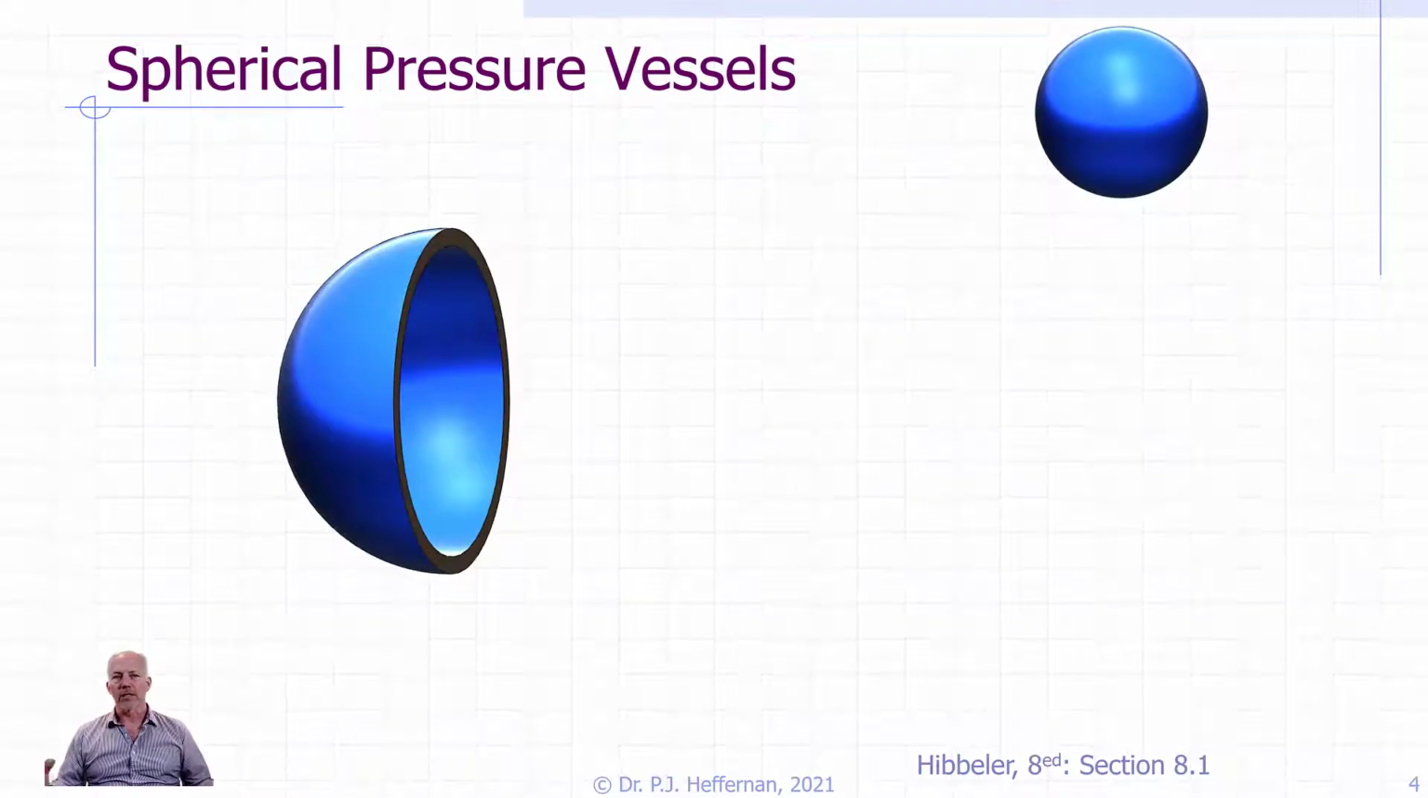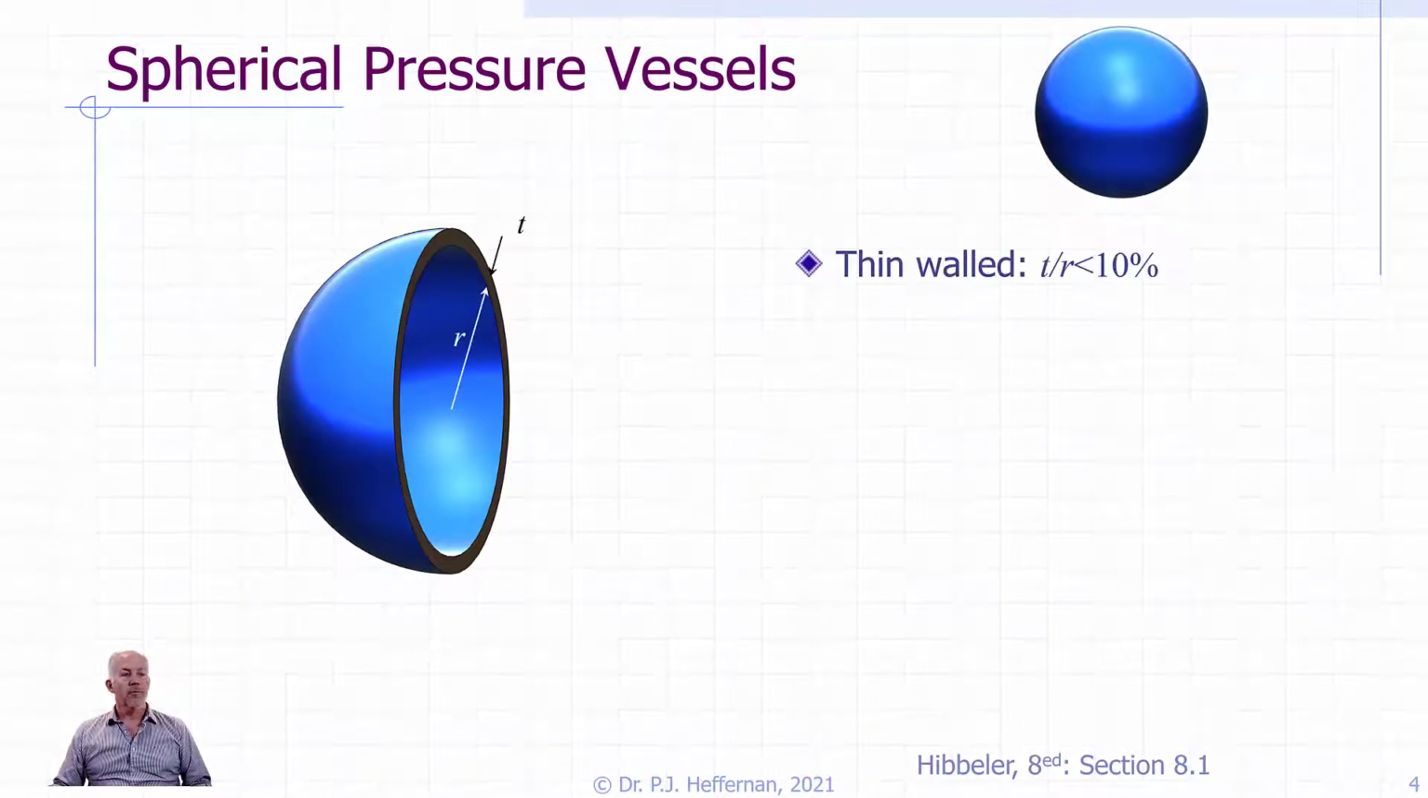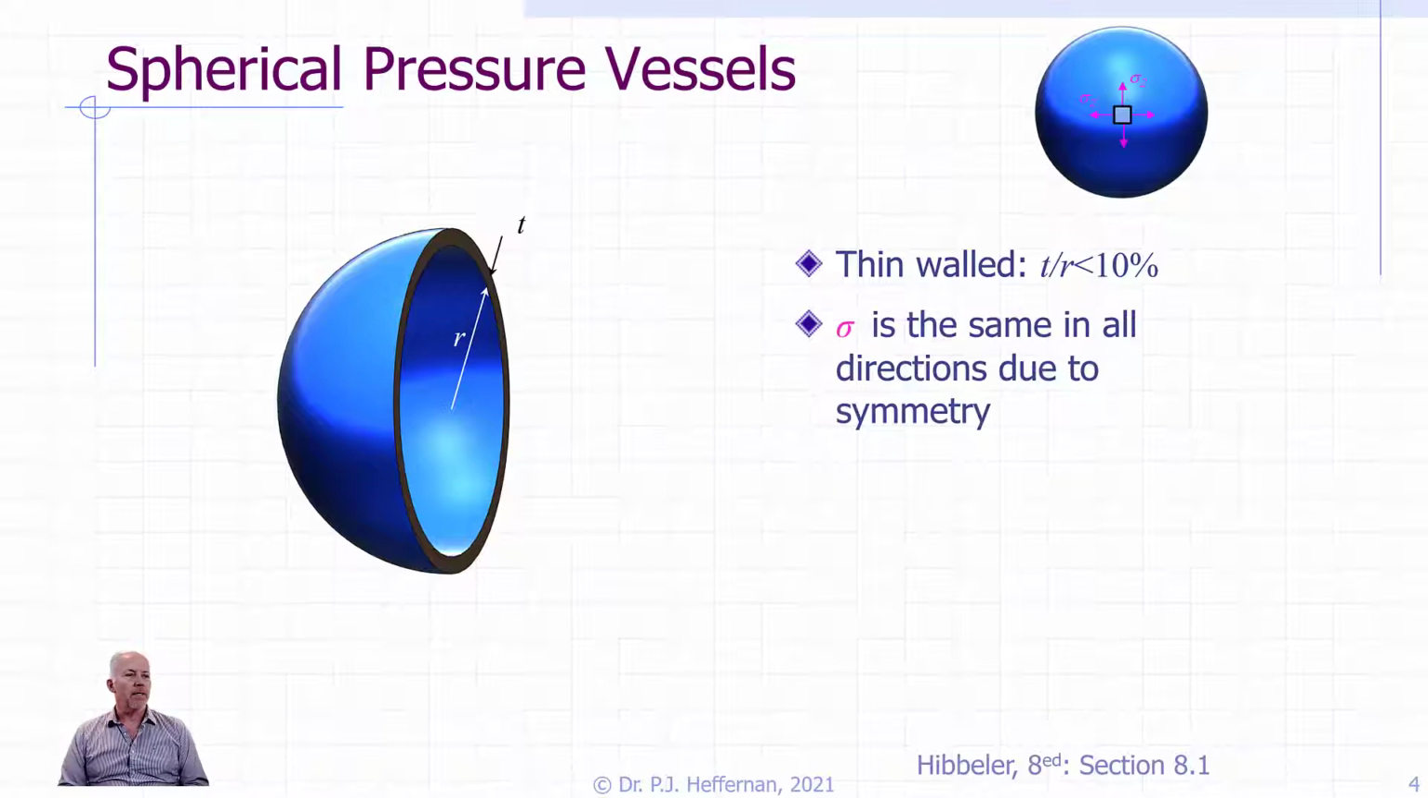And so here we are, we're going to start with our simplified sphere, and on the main part of the slide I'm going to show a hemisphere, because what we're going to do is we're going to take a cut and we're going to use our equilibrium equations along that cut plane, method of sections, in order to figure out what the normal stresses are. So we are restricting ourselves to thin walls, so our thickness to radius ratio less than 10%, and we know that the normal stress is the same in all directions due to symmetry, right?